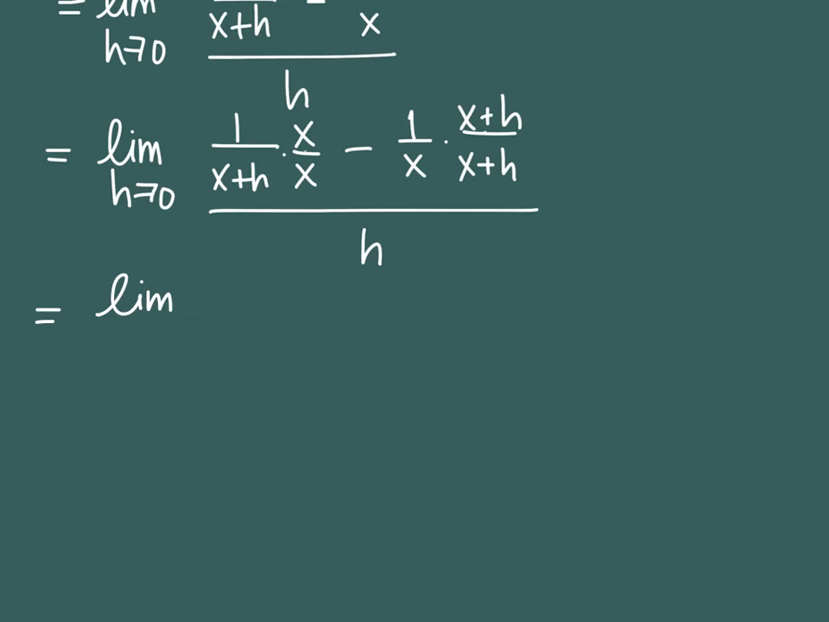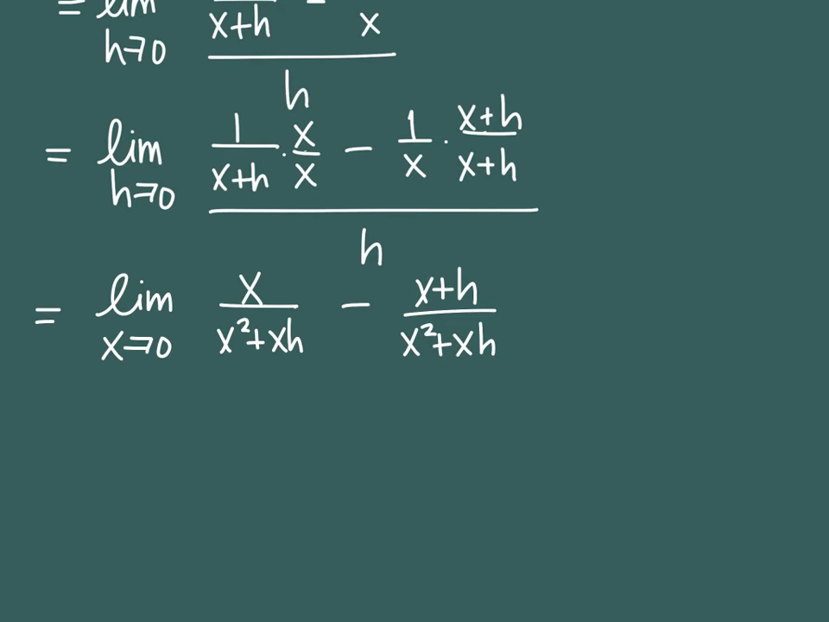So my mess starts to clean up a little bit. I get x over x squared plus xh. That's the new denominator. Minus x plus h over the new denominator, x squared plus xh. So I have a new common denominator, and the whole thing is still over the variable h.